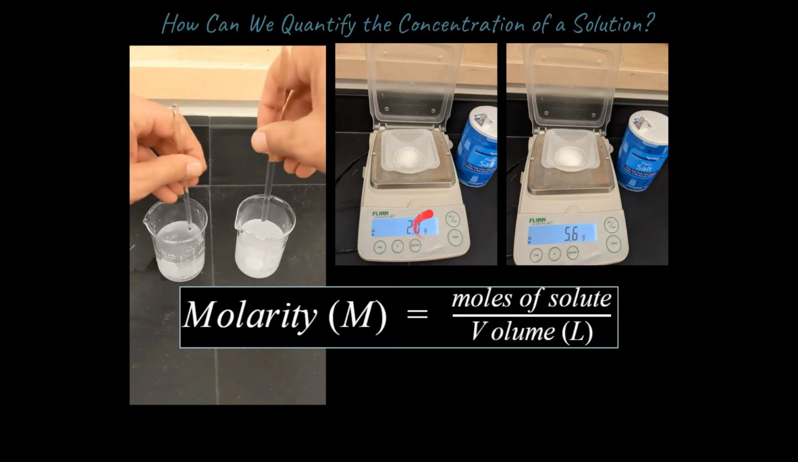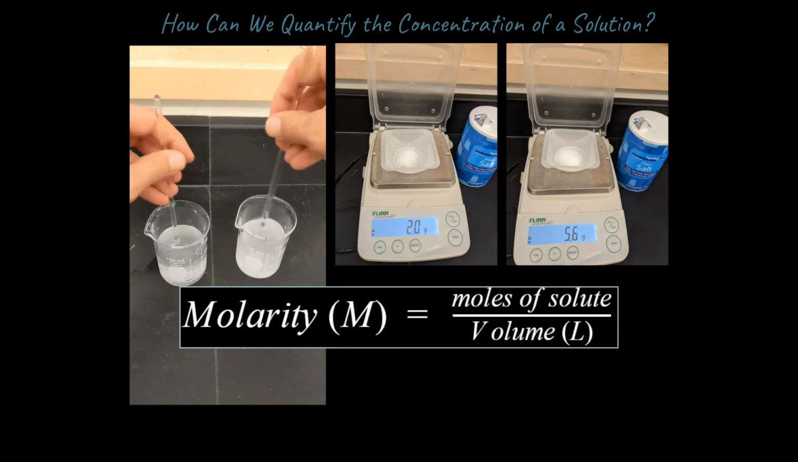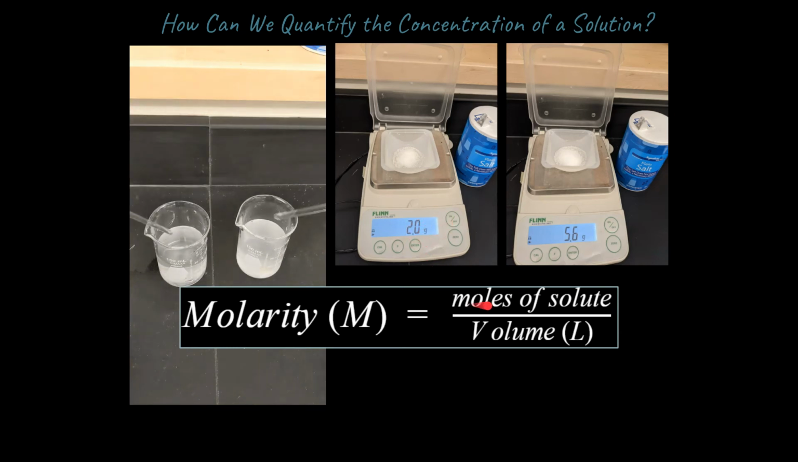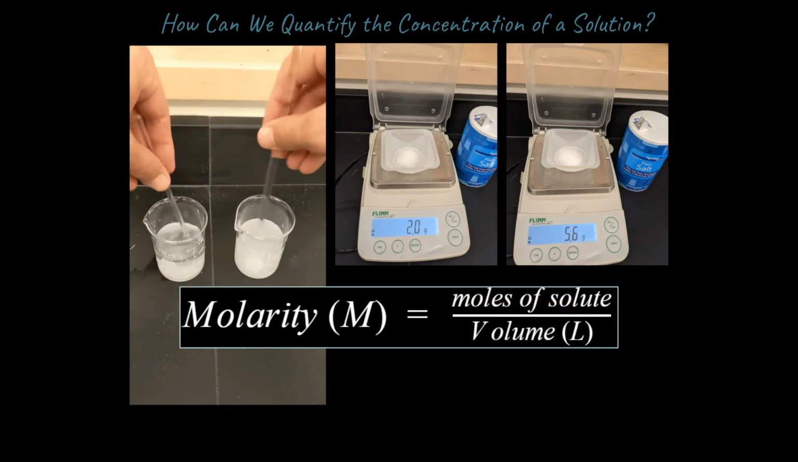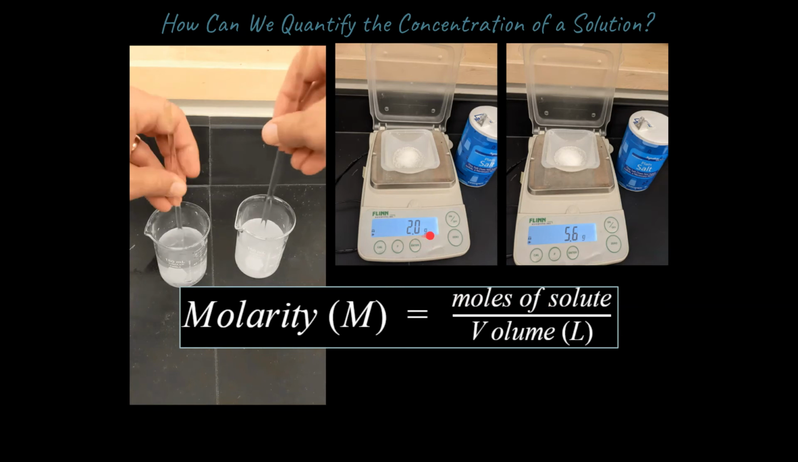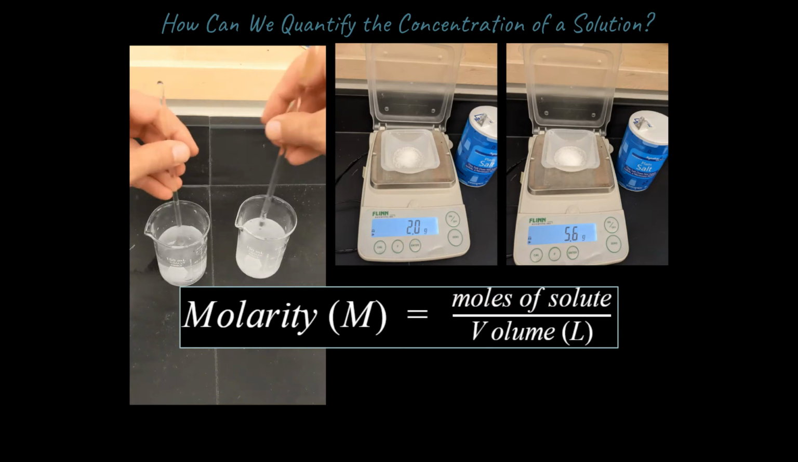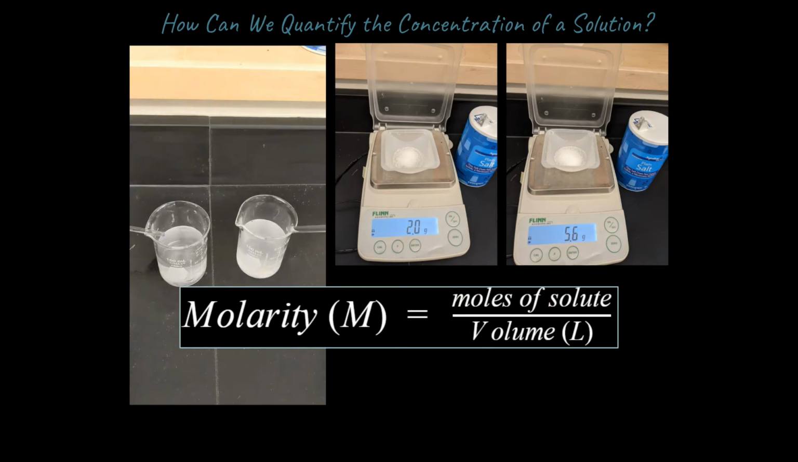We can take something in mass. We can use our molar mass calculations to calculate how many moles of the solute, the thing that's being dissolved, we have. So how many moles of NaCl is 2 grams? Well, we'll solve for that. I'll show you how to do that.